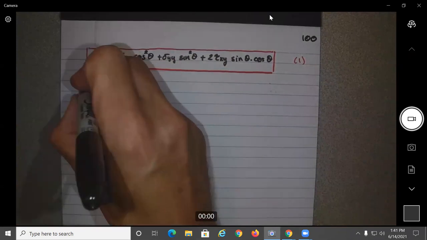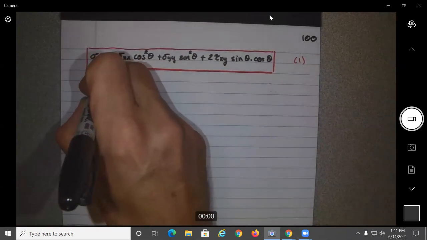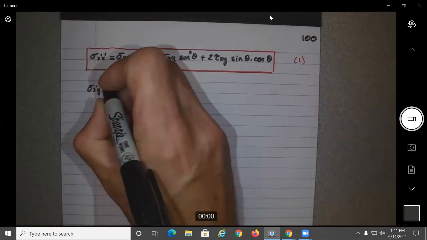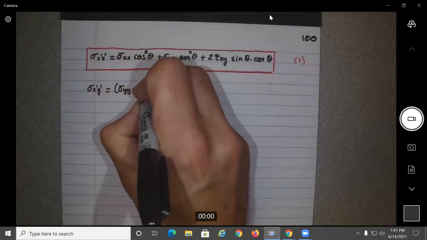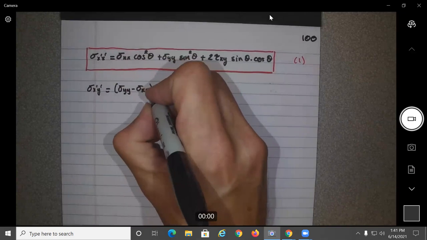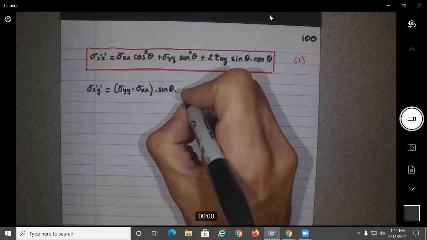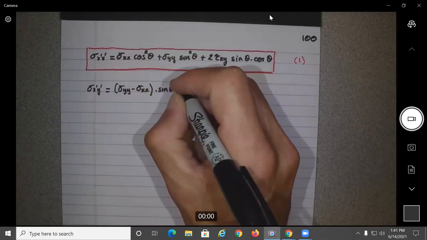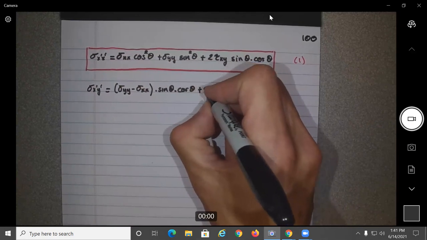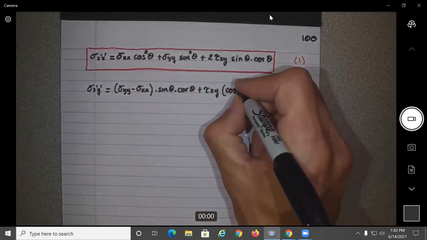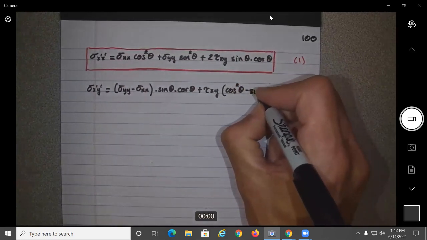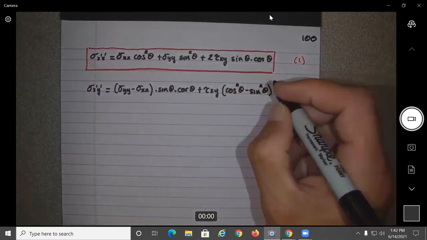Okay, and the other equation we can find is that tau x prime y prime will be equal to sigma yy minus sigma xx times sine theta cos theta plus tau xy times cosine squared theta minus sine squared theta.